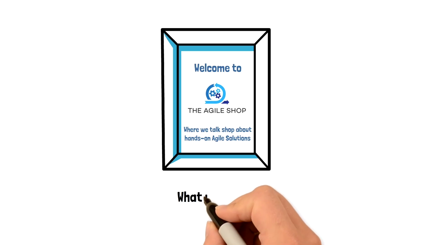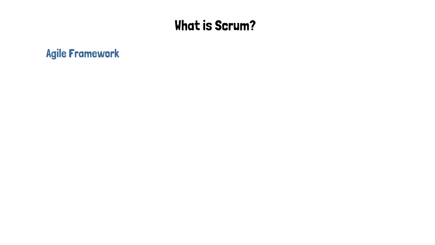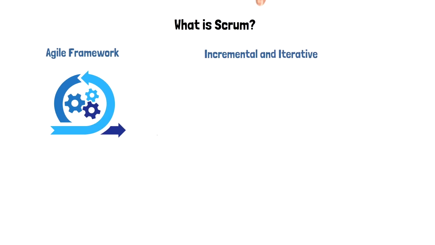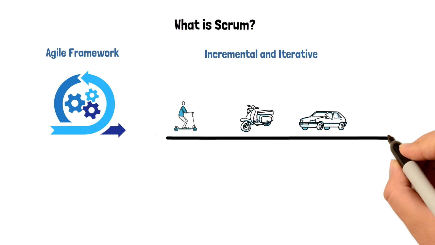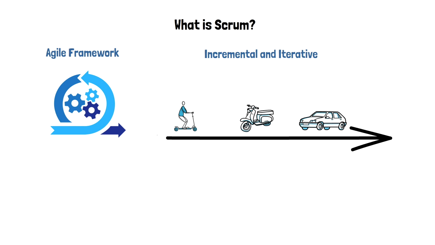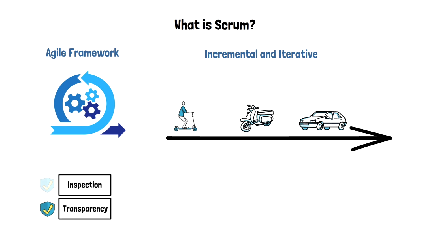In this video, we will answer what is Scrum. Scrum is an agile framework for developing innovative products and services by using an incremental and iterative approach. It is not a standardized process where you methodically follow a series of sequential steps, but rather a framework for organizing and managing work based on a set of values. Scrum is built on transparency, inspection, and adaptation.